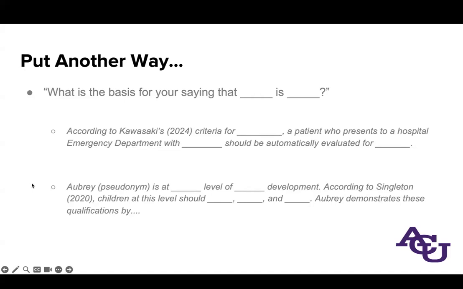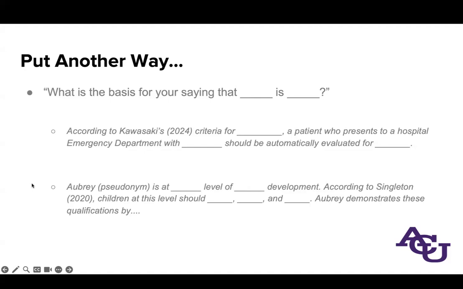All right. We could be talking about many other things and use a similar formula, but let's look at the next example. Aubrey, pseudonym, is at a sixth grade level of verbal development. According to Singleton 2020, children at this level should be able to speak at length about complex topics such as X, Y, and Z. Aubrey demonstrates these qualifications by blah.